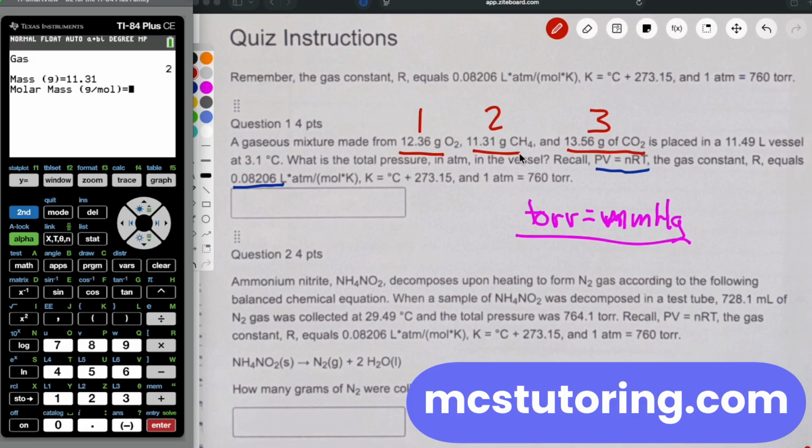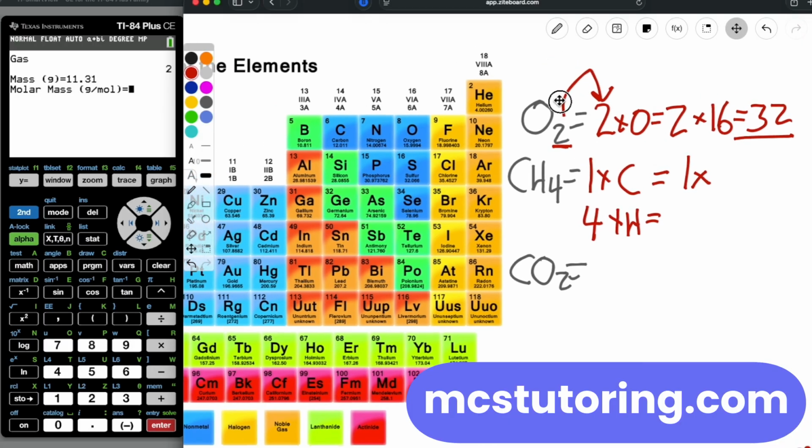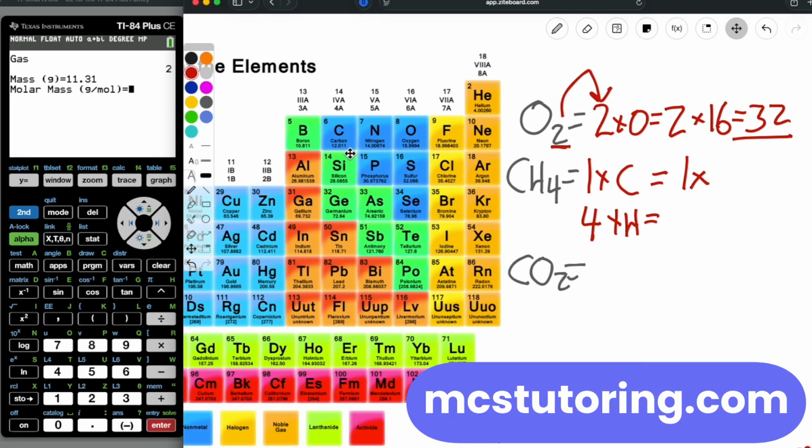So the molar mass of CH4, which I think is methane. So look, CH4, what does that mean? It's going to be 1 times C, which is, I don't even know what that is, and 4 times H, okay? So you got to look at C, right? Carbon, 12.011.